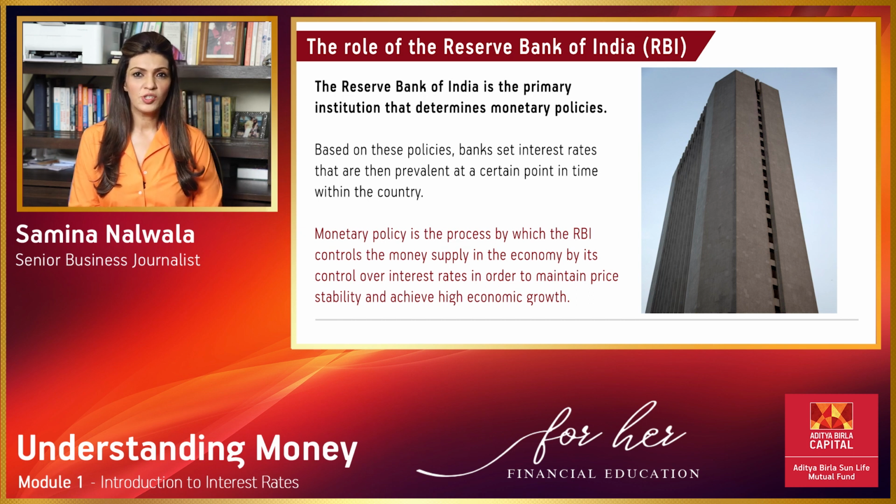If the economy is doing very well, people are spending. Then interest rates go up, not to stop people from spending, but more to control inflation. We will talk about this more in the next module. For now, the main takeaway is that the RBI is the primary group making the decision on whether the interest rates go down, stay the same, or go up.